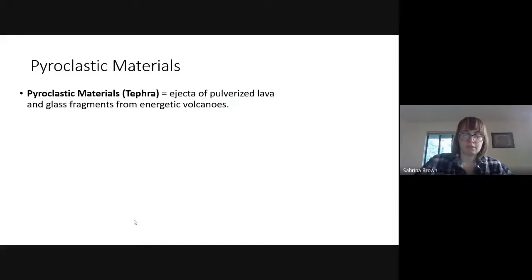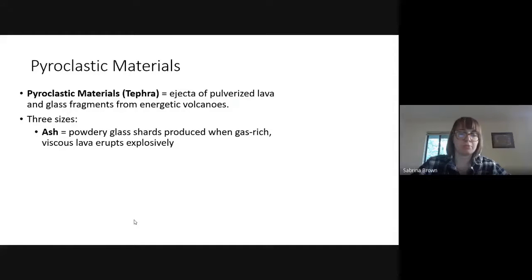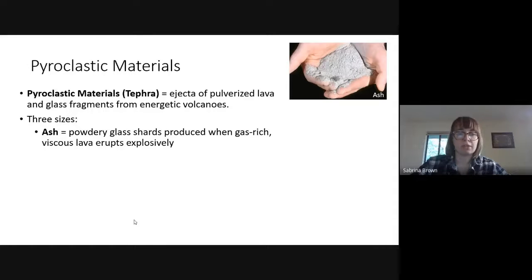All right, and then the third thing that volcanoes extrude are pyroclastic materials. We also call pyroclastic materials tephra, which is just lava and glass fragments that have hardened. And this is usually during energetic eruptions, our explosive eruptions. And there are 3 different sizes of pyroclastic materials. Ash is powdery, and we get this when we have gas-rich, really viscous lava eruptions. And ash is dangerous. You don't want to inhale ash because it's essentially glass shards.